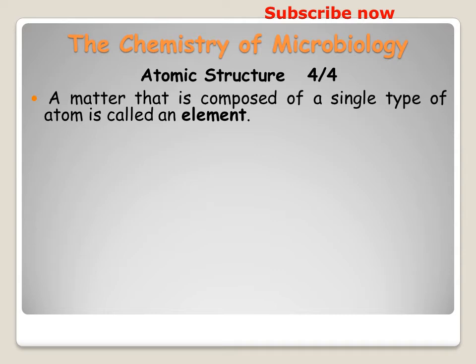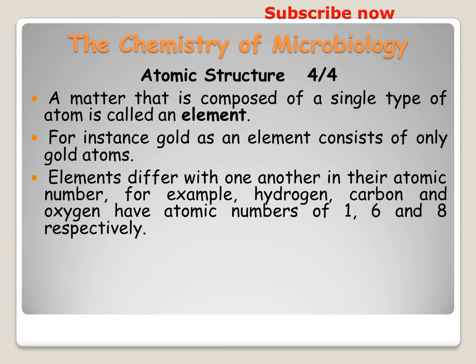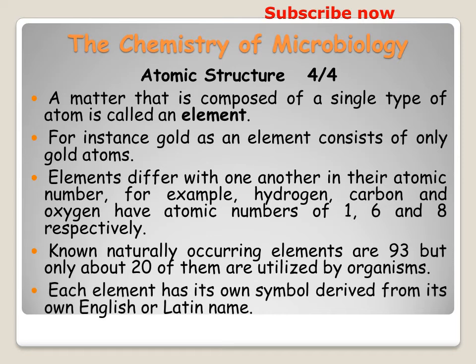A matter that is composed of a single type of atom is called an element. For instance, gold as an element consists of only gold atoms. Elements differ with one another in their atomic number. For example, hydrogen, carbon, and oxygen have atomic numbers of 1, 6, and 8 respectively. Naturally occurring elements are 93, but only about 20 of them are utilized by microorganisms. Each element has its own symbol derived from its own English or Latin name.